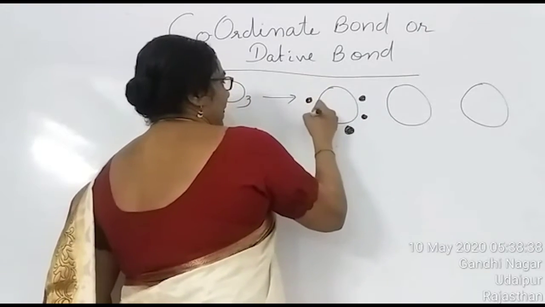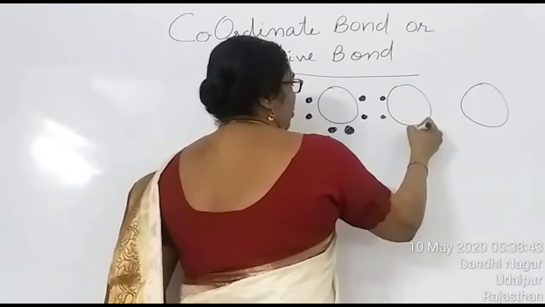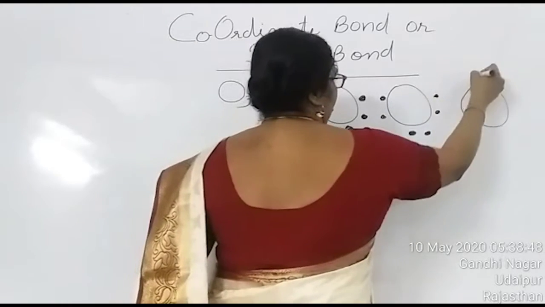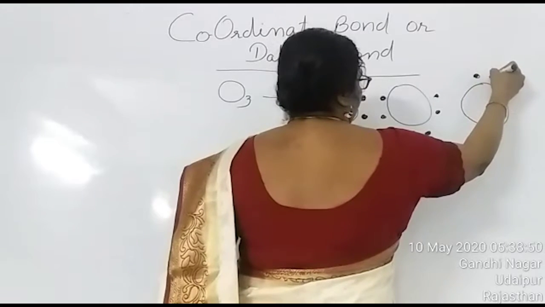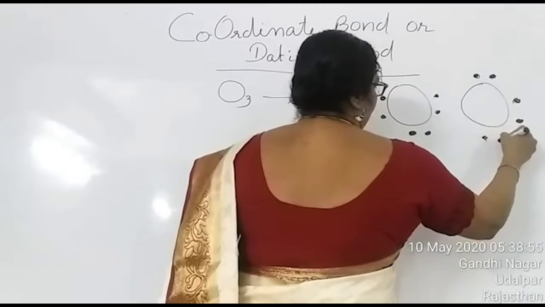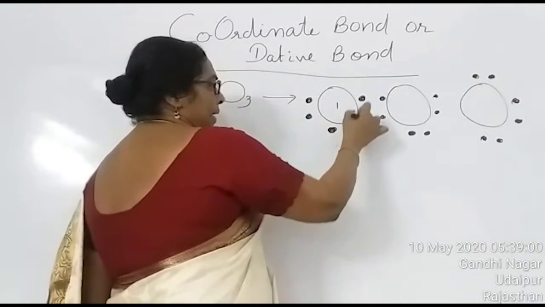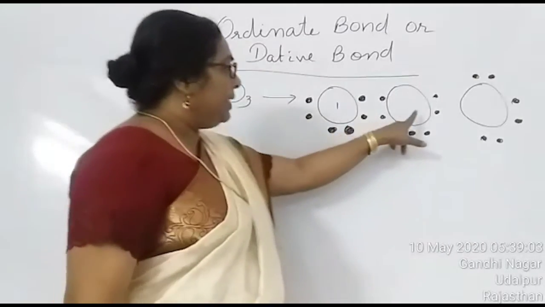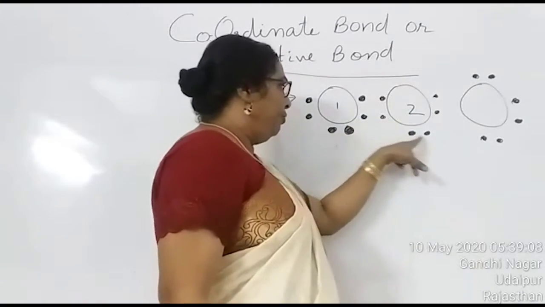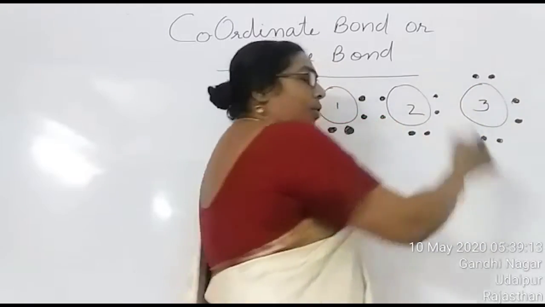In the same way, the second as well as the third one also possesses 6 valence electrons. Okay, let me mark the oxygen atoms as 1, 2 and 3. This is the first one, with the 6 valence electrons of the first oxygen atom, and the second oxygen atom again has 6 valence electrons, 2, 4, 6, and the third oxygen atom again has 6 valence electrons.